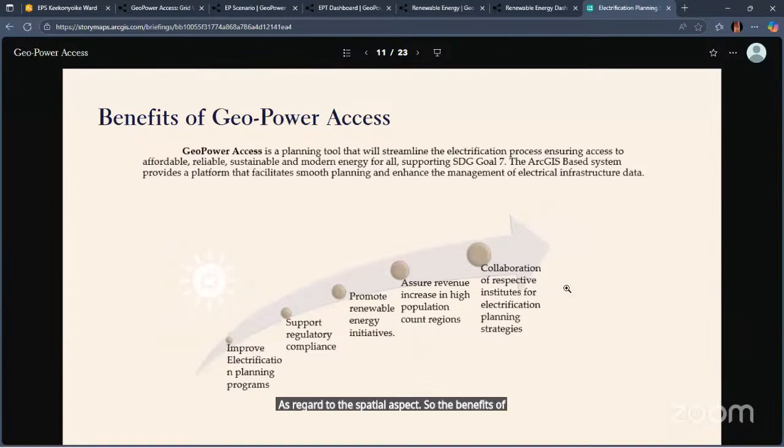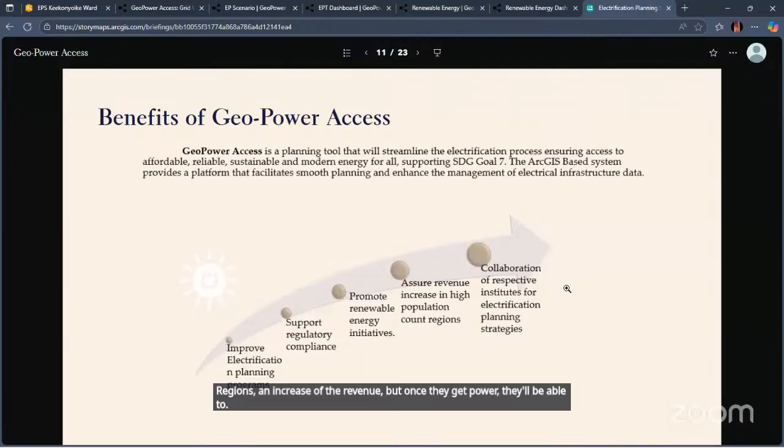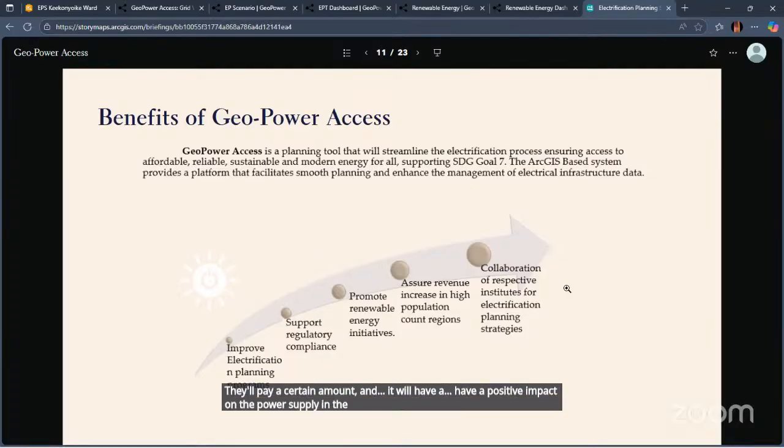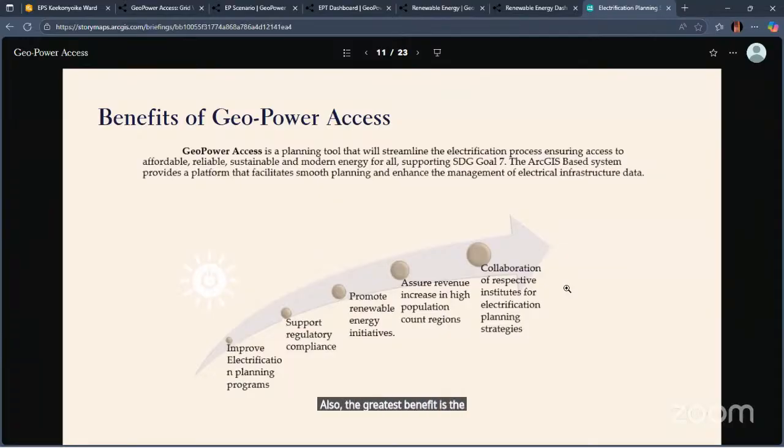So the benefits of this system will be, first, to allow for targeted planning and ensure that when these electrification efforts are rolled out, they are rolled out in regions that highly require electric access, and the investments made will have a great impact on the region. It will also promote the renewable energy initiatives, which leads to an increase of feed-in tariffs. Also, it will ensure an increase in revenue from high-population regions, as once they get power, they'll pay a certain amount, and it will have a positive impact on the power supply in the country. Also, the greatest benefit is the collaboration between the respective energy developers and the major players in the energy sector.